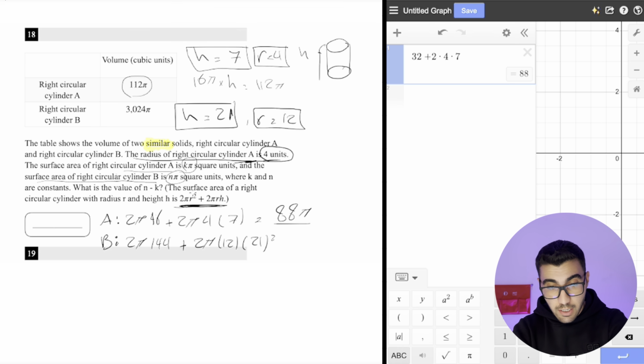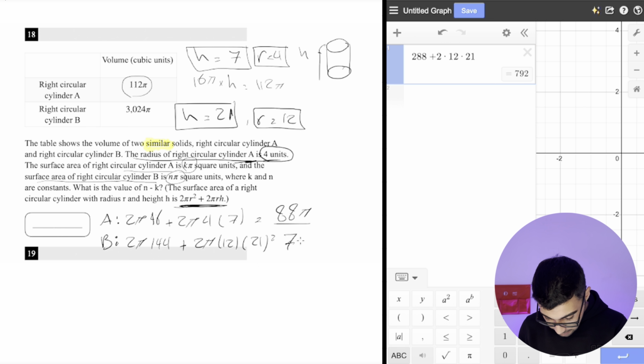And for B, we're going to have 2 times pi times 144, so it's going to be 288 plus 2 times 12 times 21. You get 792. So 792 pi for cylinder B. Now, the question said KP is for this, so this is K pi. So what is K? 88. And this one was N pi. What is N? 792.